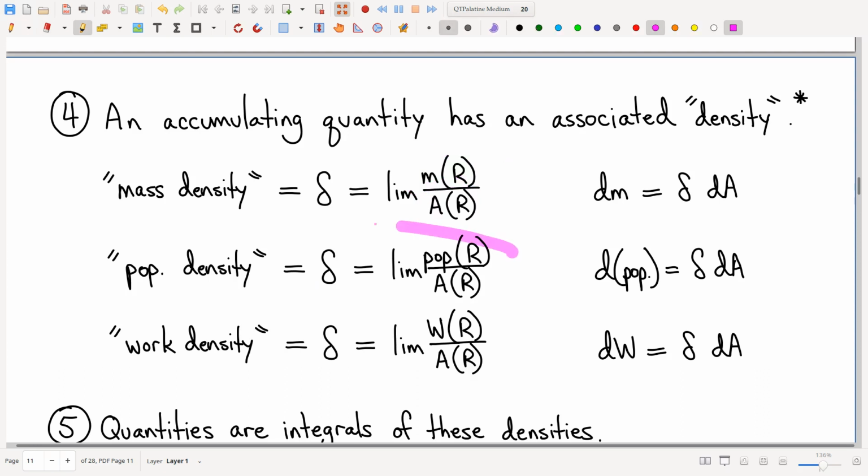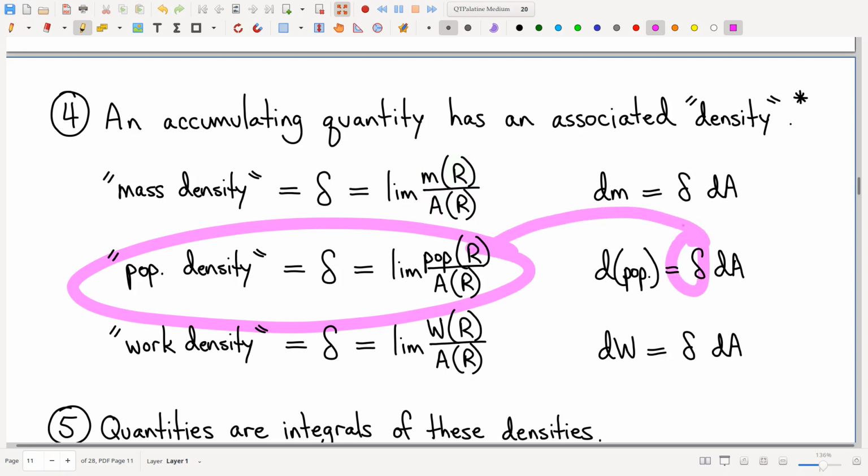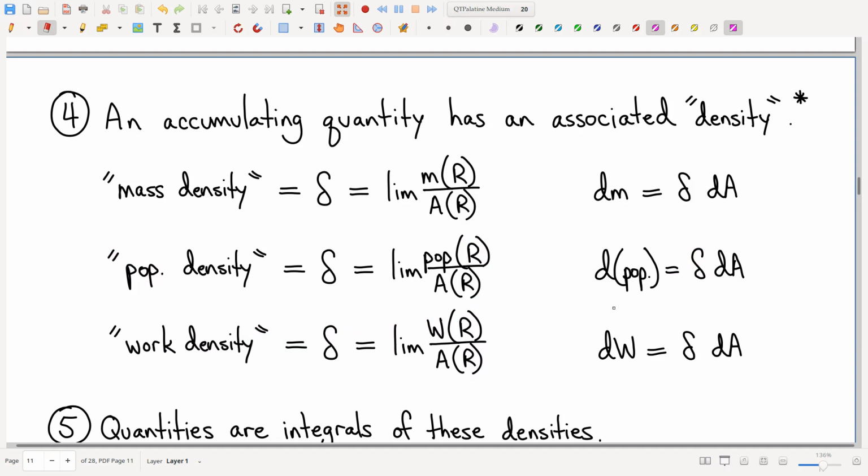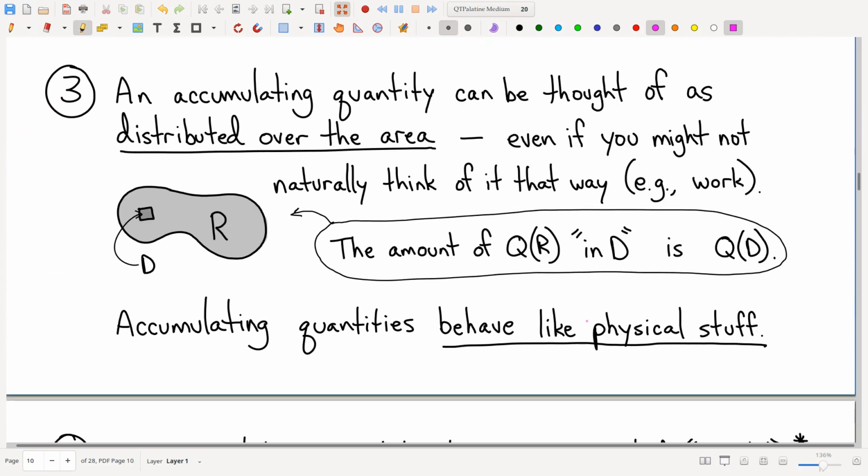So here's an analogous thing. This idea of population density, and I think we've talked about this in the past. Population density is not literally density of the population. It's a different quantity. It's the population count in a given region per area of the region. Okay. So, population density. Well, I'm going to propose then, if you can do this for any accumulating quantity, you can do this anytime you can think of it as behaving like a stuff.